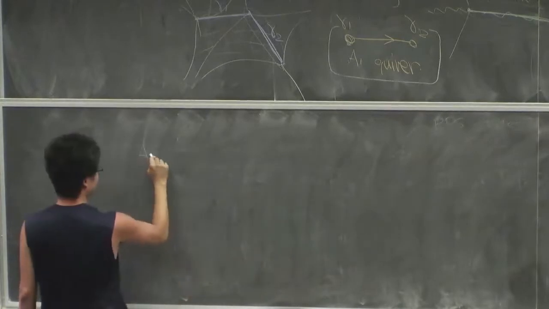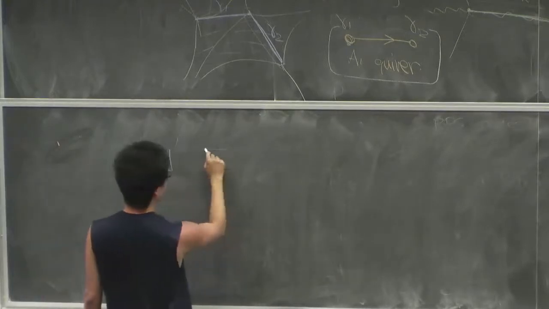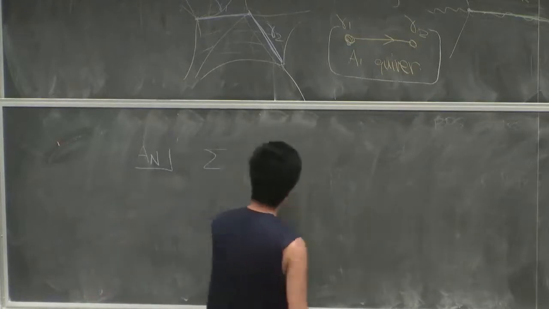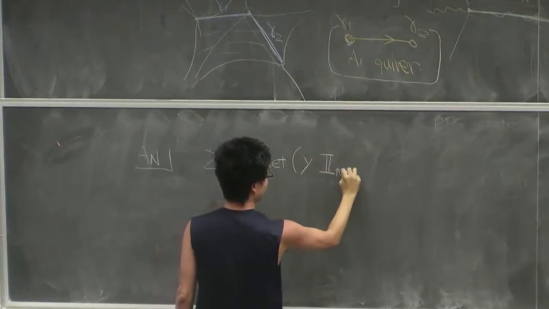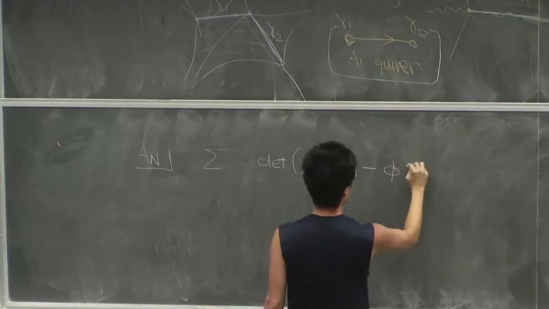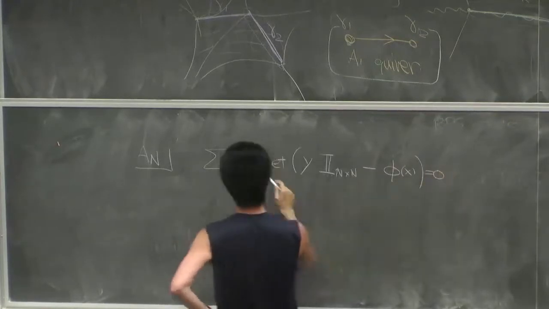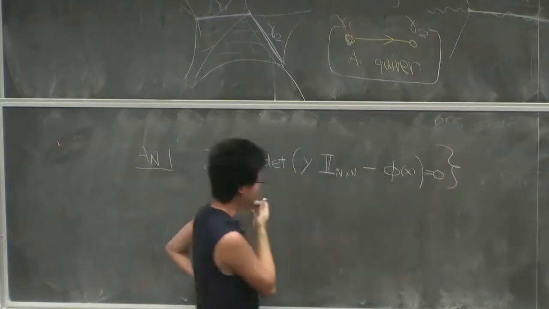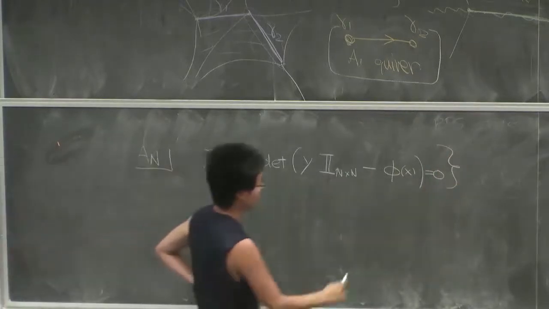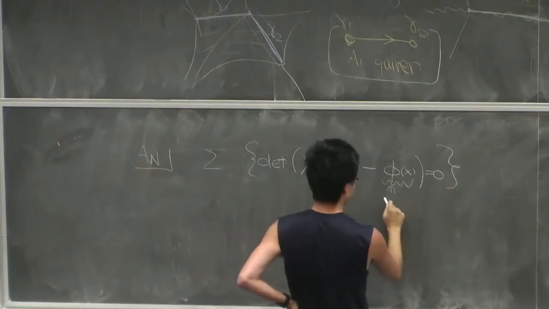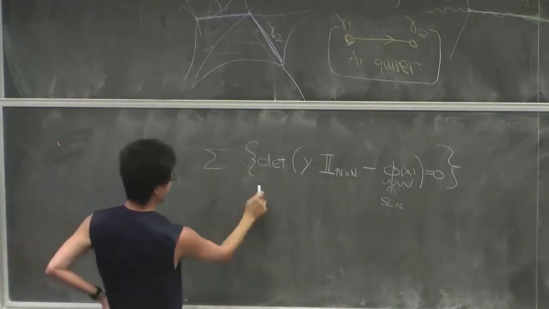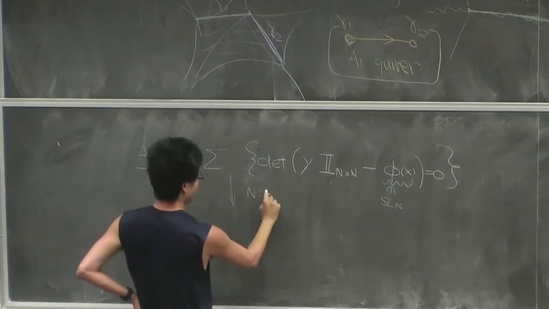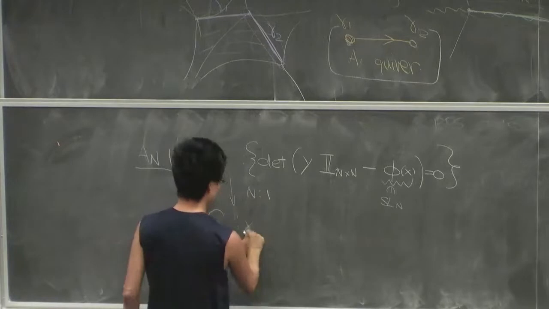So what is the setup of the AN case? Well, in the AN case, I have the curve, given by det(y minus phi(x)) equal to 0, an n by n determinant. This is the spectral curve of the Hitchin moduli, if you like. Anyway, this phi takes values in, say, SLN matrices. And then this defines an n-fold cover of the surface C, whose local coordinate is given by x.